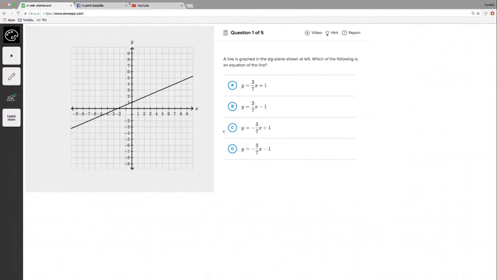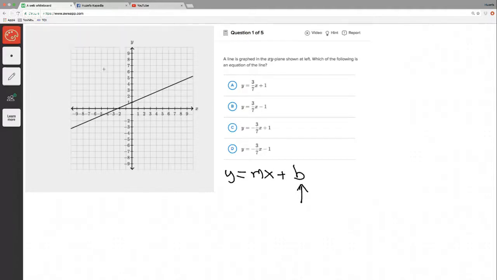So it says a line is graphed in the XY plane shown at left. Which of the following is an equation of the line? So the way we analyze this is twofold. First of all, this relies on the fact that a line can be determined based on this formula, y equals mx plus b. I made a song about this called Slope-Intercept. Check it out on my YouTube channel. Actually, it's on Facebook also. So the b value is your y-intercept. So whatever is over here has to equate to the y-intercept.